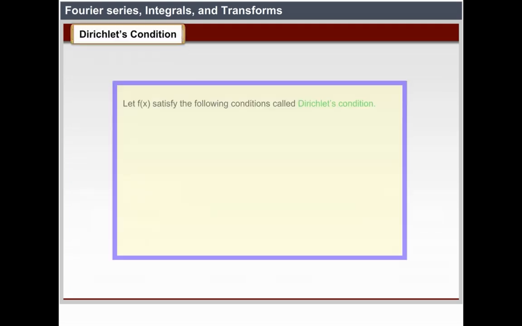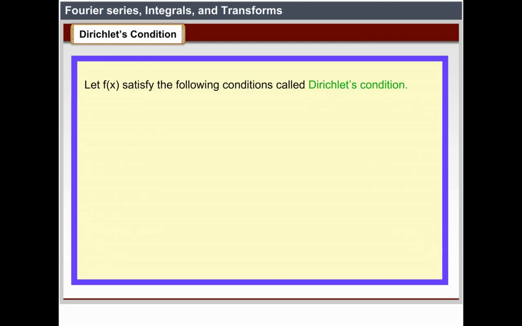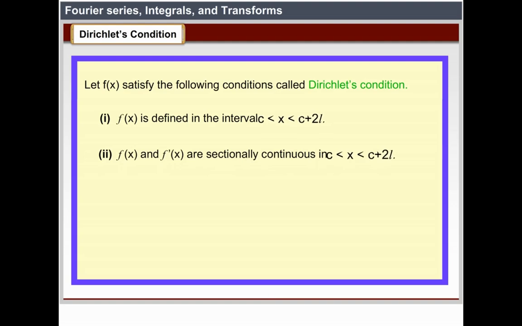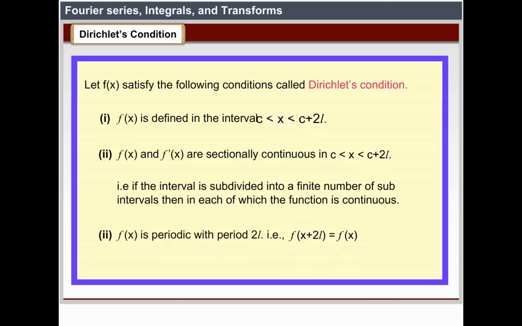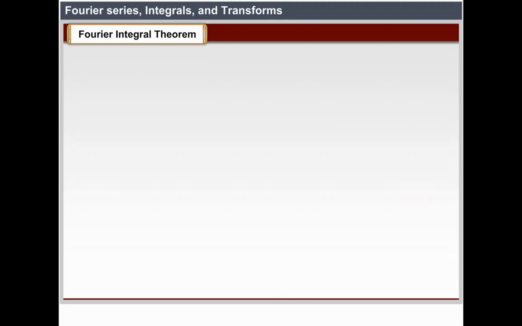Dirichlet condition. Let f of x satisfy the following conditions called Dirichlet condition. Number 1. f of x is defined in the interval c less than x less than c plus 2L. Number 2. f of x and f dash of x are sectionally continuous in c less than x less than c plus 2L. That is, if the interval is subdivided into a finite number of subintervals, then in each of which the function is continuous. Number 3. f of x is periodic with period 2L, that is, f of x plus 2L equal to f of x. Fourier integral theorem.